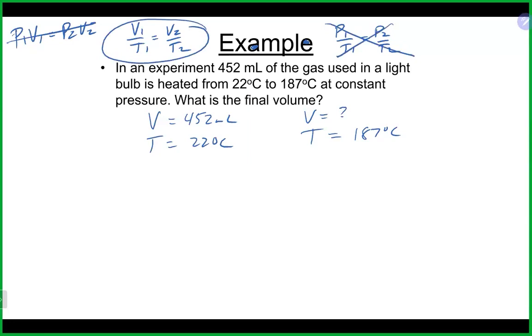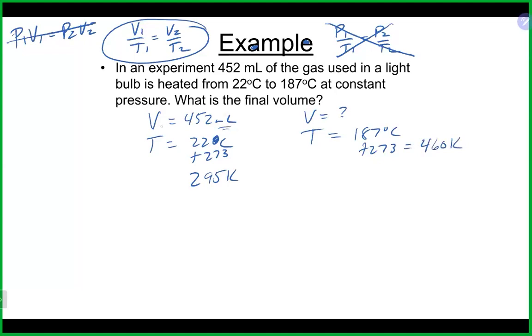Here, like I said before, we do need to convert our temperature into Kelvin. If you've got temperature, it should just be the first thing that you do when you're dealing with gas laws. So we're going to add 273 to our 22, even though it looks like 220, and we've got 295 Kelvin. Here, we'll also add the 273, and we get 460 Kelvin there. And our volume is okay in terms of its units.